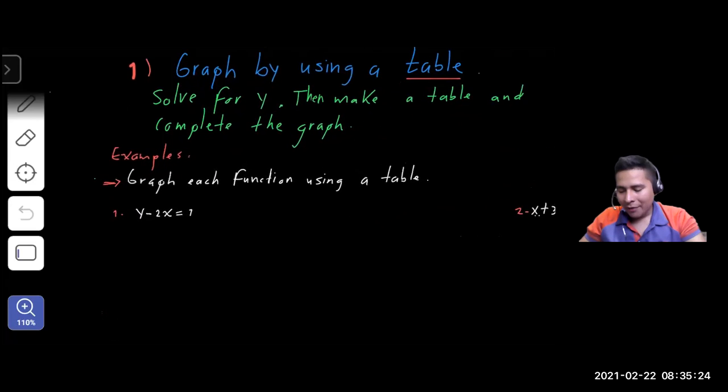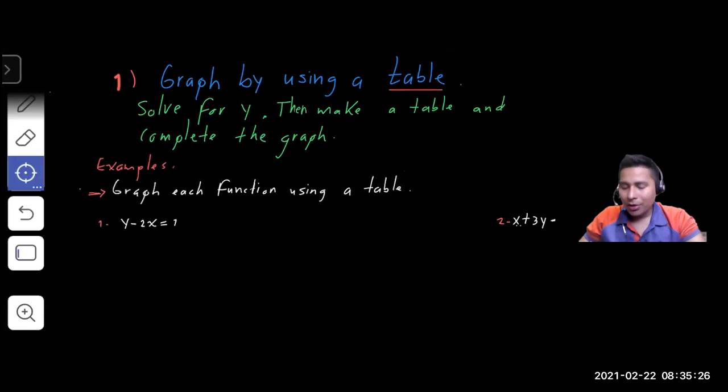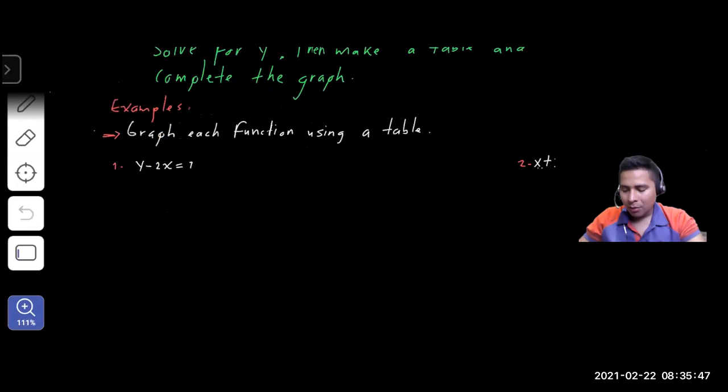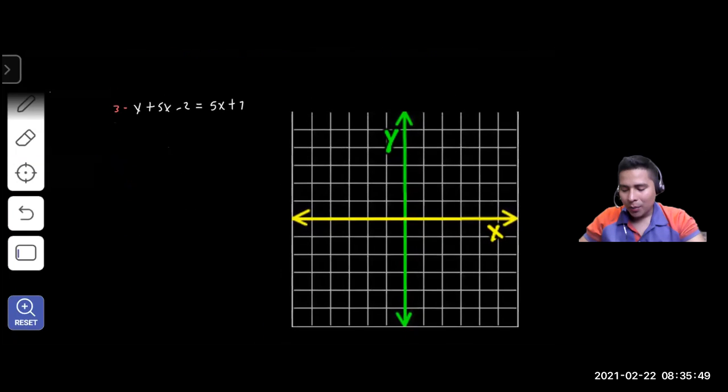Whenever, guys, we're graphing either a linear or non-linear function, the first thing is solve for y. And this means, guys, that y must be alone, okay? You need to solve for y first of all. Then in this specific method, we're gonna make a table and complete the graph. We have already explained these two examples by using a table. But now let's give it a try with this one.